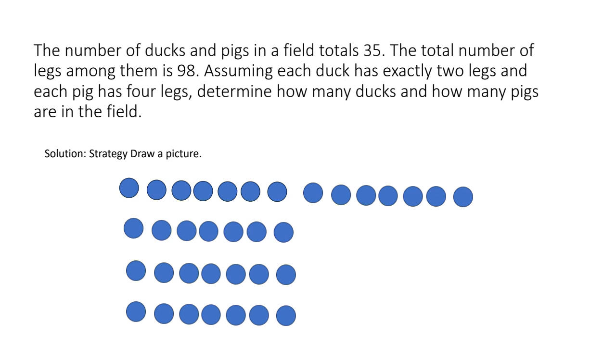So you can represent the picture where you have all of the 35 animals, and then you could put some legs in there. For example, I put 2 legs on each one of them, and then I counted. Since it's 35, if you multiply by 2, that would be 70. So if you count all of the legs, this is 70 legs. But notice that we have a total of 98 legs. So we're missing some legs.